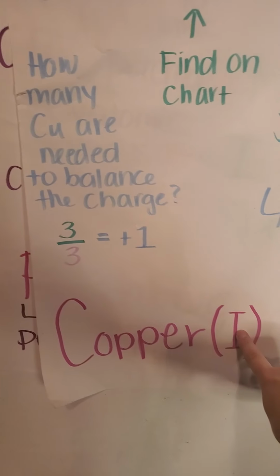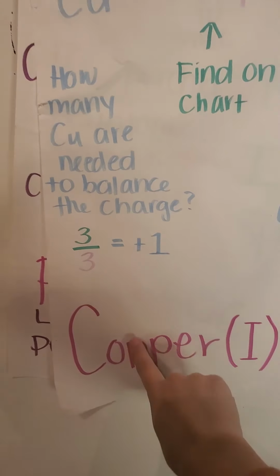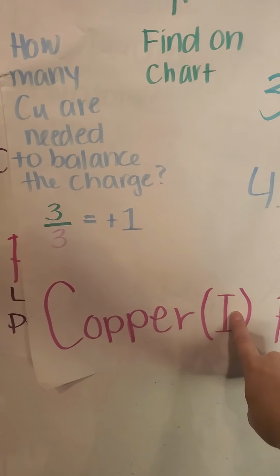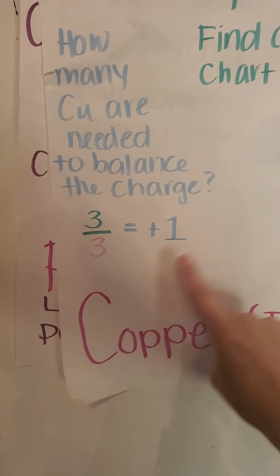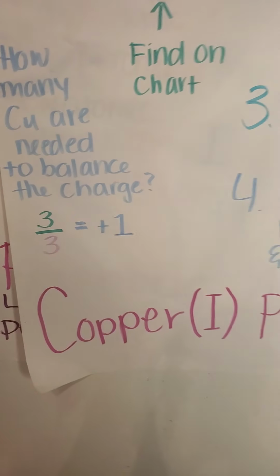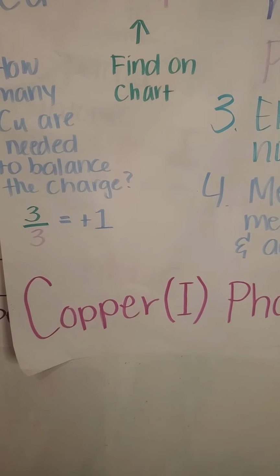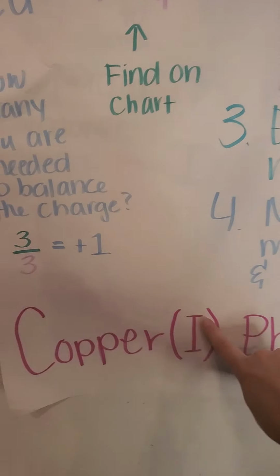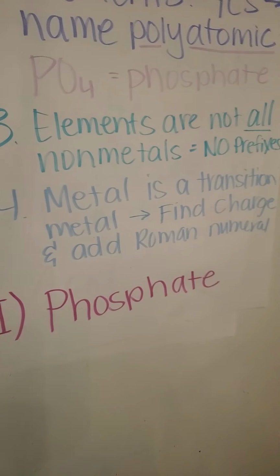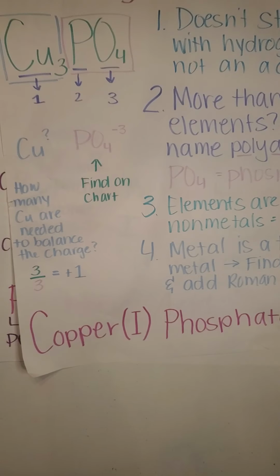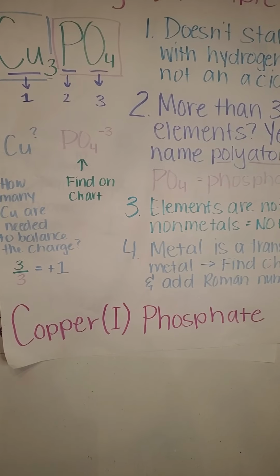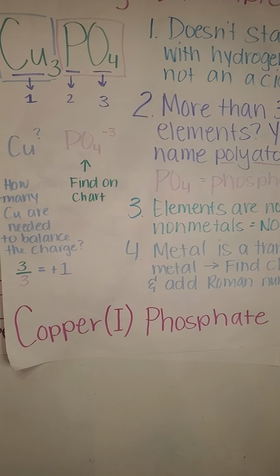That's why it gets this Roman numeral right here. So we're going to write copper. We're going to put the Roman numeral after it. So whenever you see this, this is telling you what the metal's charge is. Okay? Because it can have multiple charges, we need to put that in there so we know. And then we're going to write the name of the polyatomic. So, copper phosphate. Copper(I) phosphate if we're being very specific. All right.